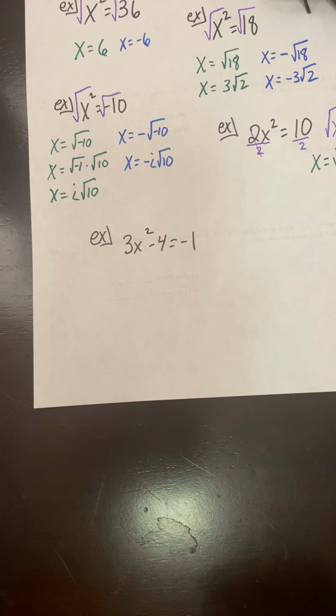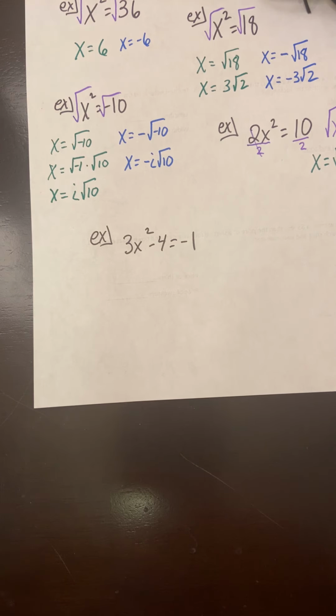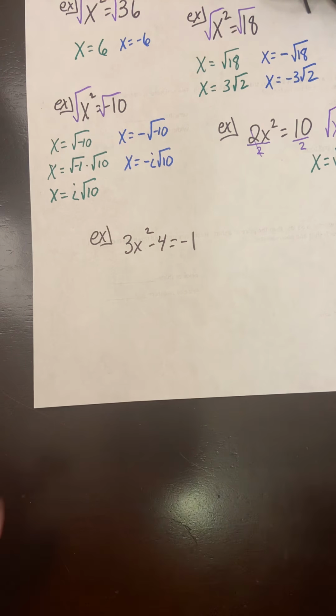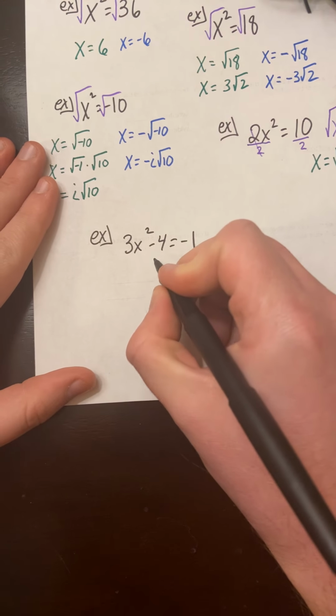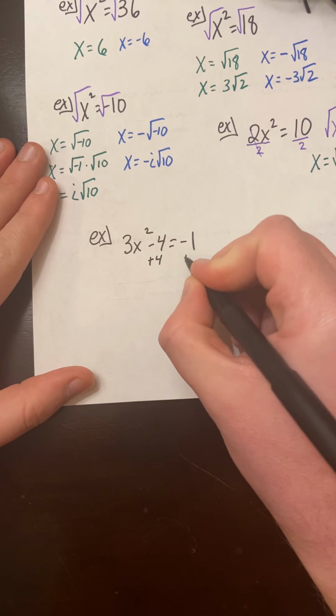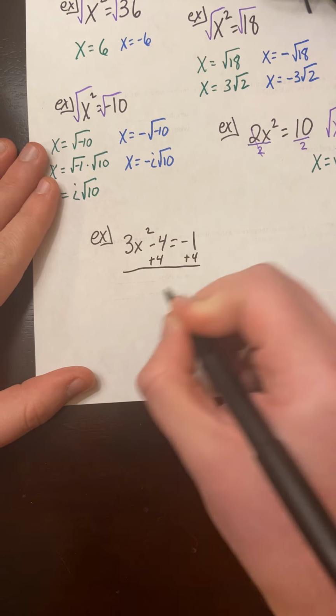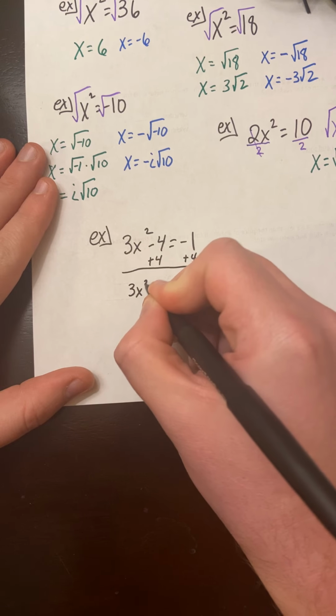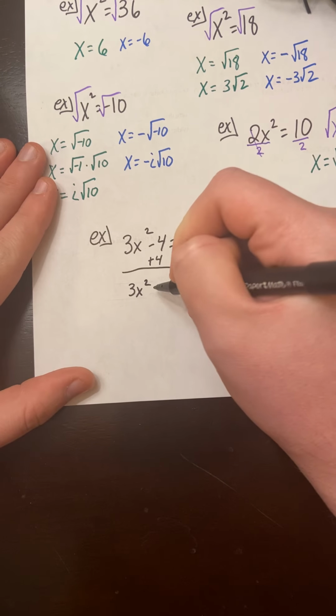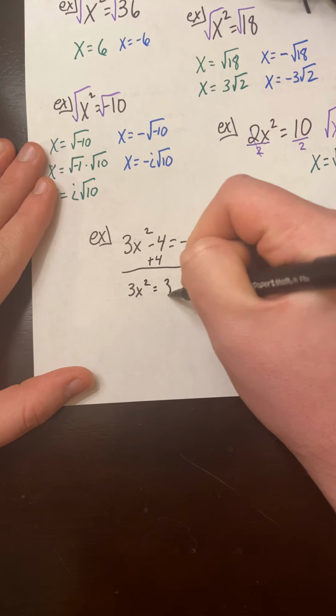We've got to take care of our algebra skills to get this x squared on a side by itself before we can take the square root. So the first move I'm going to do is add 4 to both sides. So that's going to leave me with the 3x squared. On the right side, I have negative 1 plus 4, which is 3.